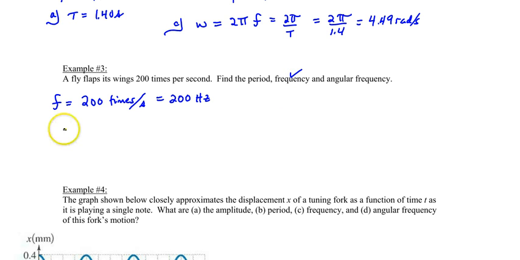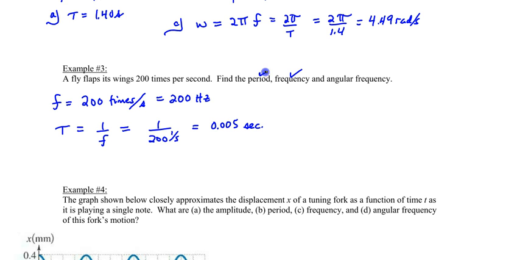So now we're moving on to the period. The period is 1 over the frequency, so 1 over 200. And remember that hertz is the same thing as 1 over seconds. So 1 over 200 is going to give you 0.005 seconds.